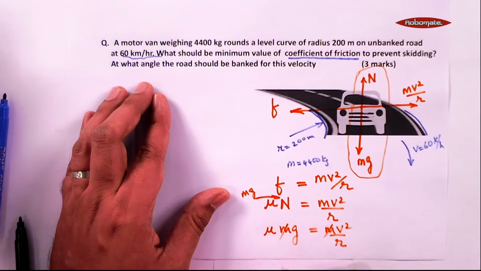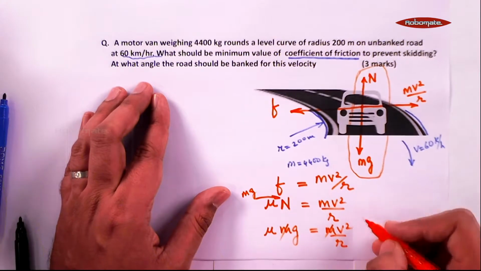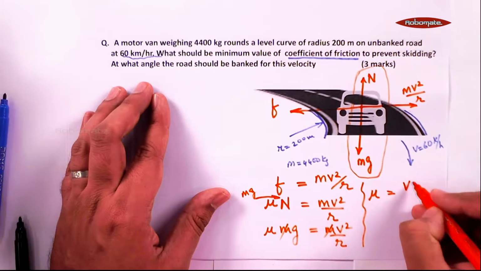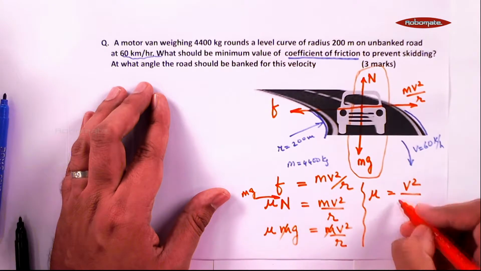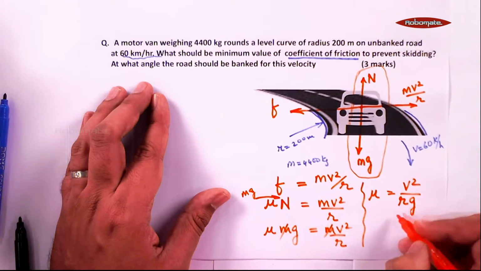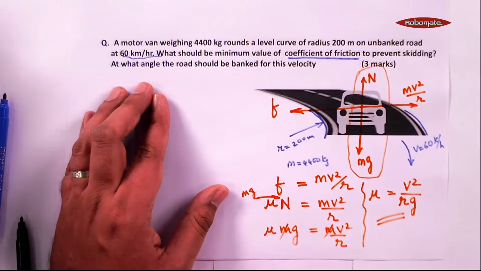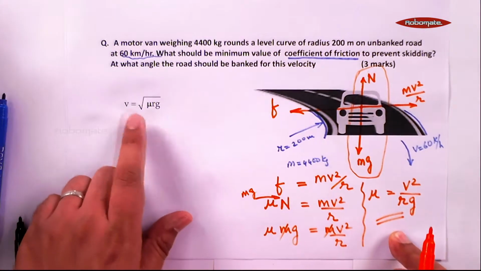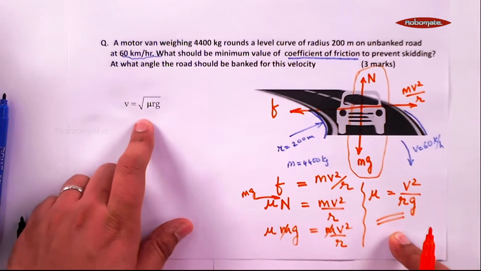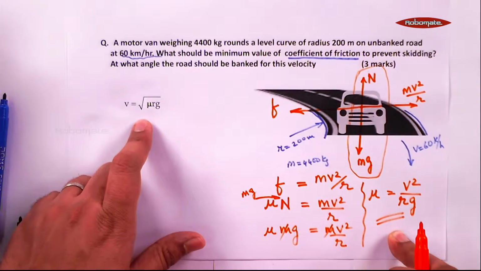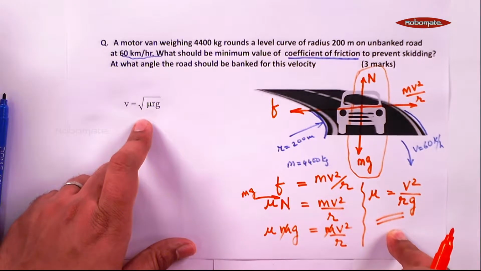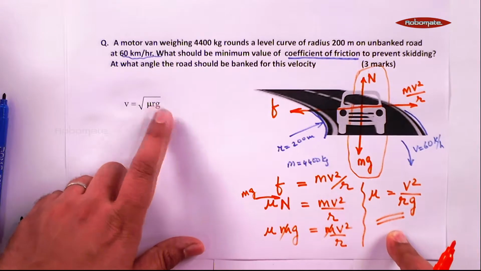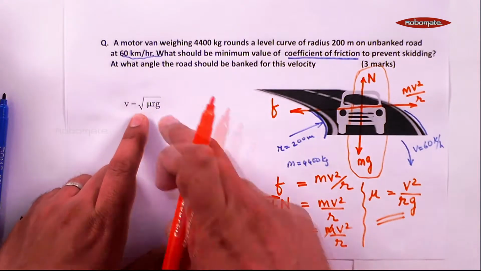If I cancel this m on both sides, what I conclude is the coefficient of friction is equal to v square upon, this g will go on the other side, v square upon rg, and this is your formula to find out the coefficient of friction. Okay, which you can start directly by using this also. You already know, if you have done your derivations well, for a flat circular road, if there is only friction and there is no banking, then the maximum safe velocity is given as v is equal to root of mu rg. So then what is mu? Mu is equal to v square by rg. You can directly take this and start.